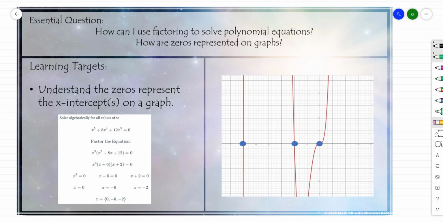Okay, this one I would write some notes for. What I would write notes for is the following. Understanding that zeros represent the x-intercepts on the graph, because we're going to be graphing these fairly soon. And when you go through the whole problem and you factor it, down at the bottom, here are your x's on the graph. You can see here's 0 for the x, and then you have -6 and you have -2.